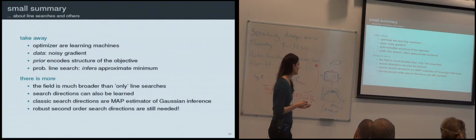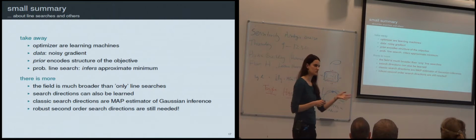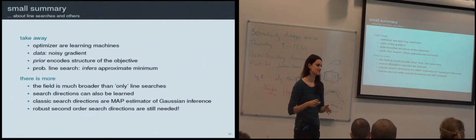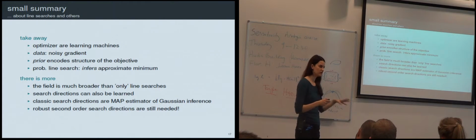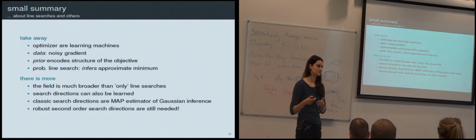And there's, of course, a lot to do still. Maybe just to give you a bit of a hint, it's actually possible to also interpret classic search directions like BFGS as MAP estimators of Gaussian inference. And going from there, we can actually, so these MAP estimators have a likelihood which is a delta peak, so there's actually no noise information in there.